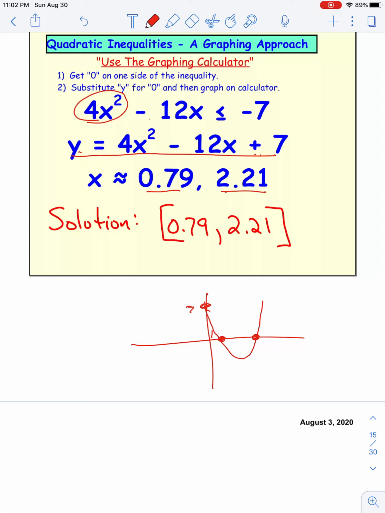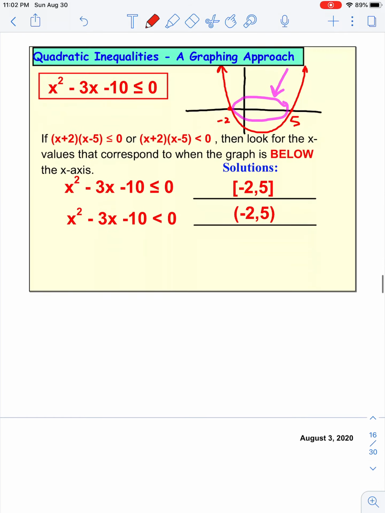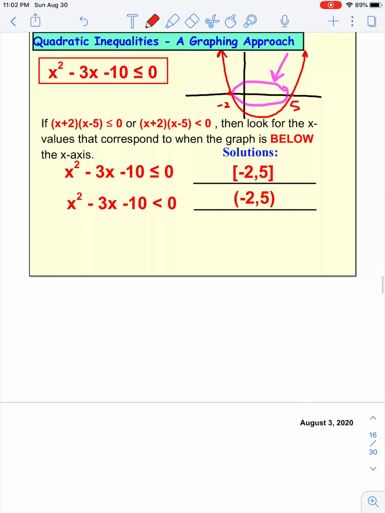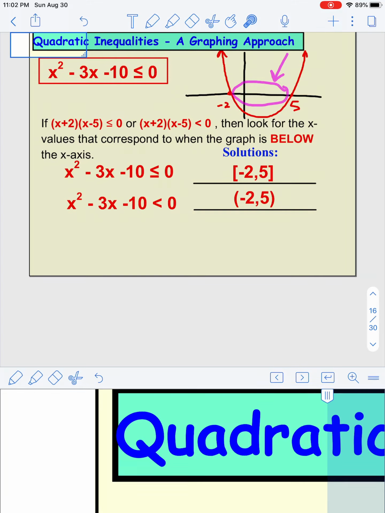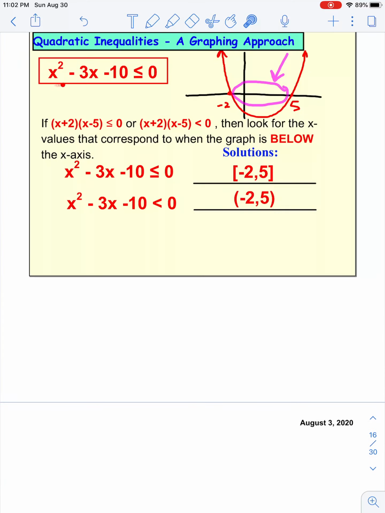So if we know what the graph looks like, we can easily say when it's greater than 0, less than 0. When this equation right here is greater than 0, less than 0, or equal to 0. We know it's equal to 0 at these two values for x. So let's take a look at our first problem that we actually would have to do here. We have x squared minus 3x minus 10 less than or equal to 0. What values for x will make this less than or equal to 0?